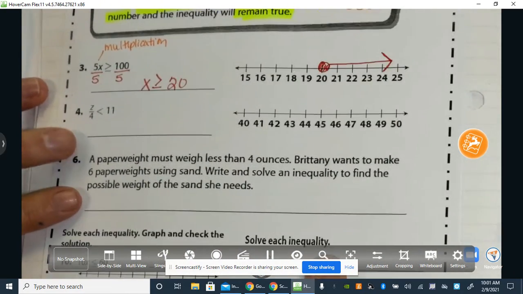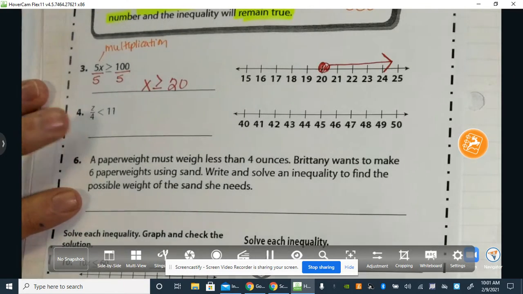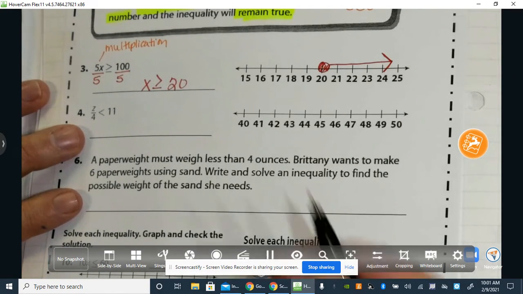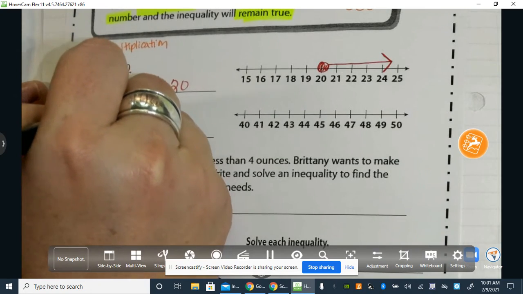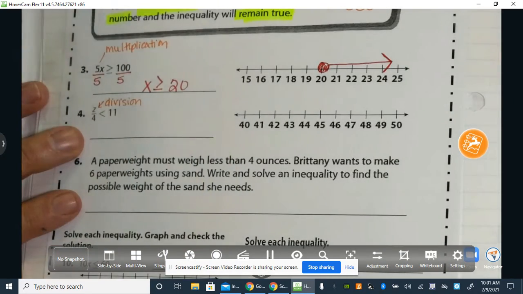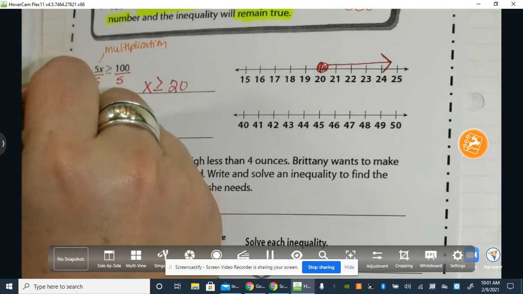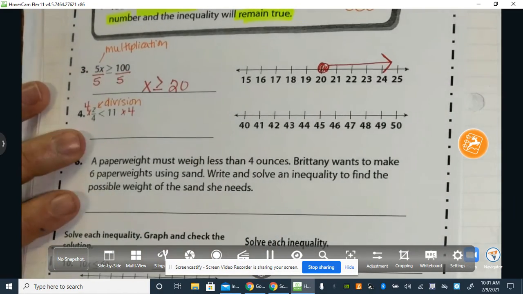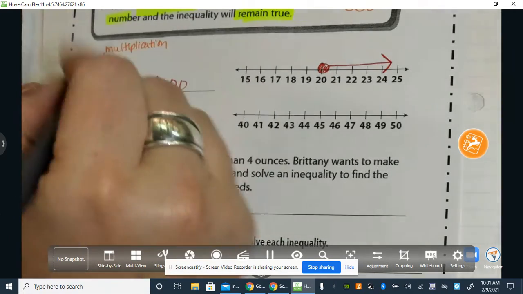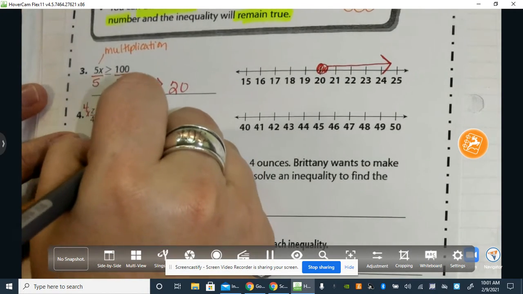All right, looking at number 4, z divided by 4 is less than 11. So we know that this is going to be a division problem. So we're going to break that division problem up using multiplication. So I'm multiplying by 4 on this side, and I'm multiplying by 4 on this side. So leaving me with z is less than 44.